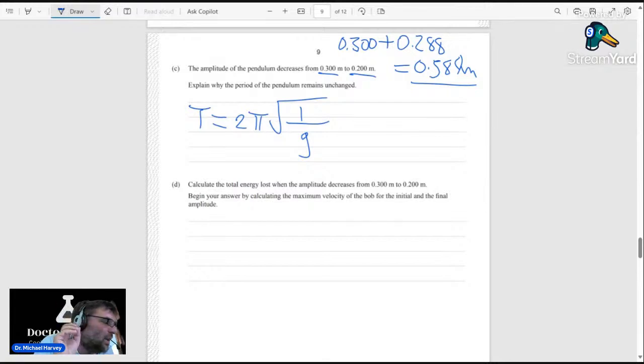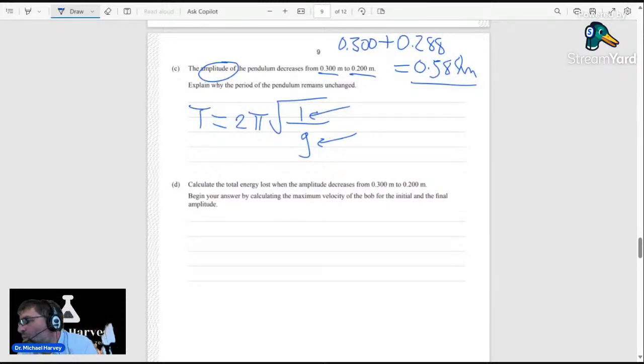Actually, what does that say? The amplitude, yeah. Okay, so as you can see from the equation, it's all about the length or the gravitational field strength, nothing about the amplitude. It's not dependent on amplitude, so you don't have to worry about it. Either it travels less distance and speed decreases proportionally, or you link it, as I've just done, to the correct equation. T is actually independent of the amplitude.